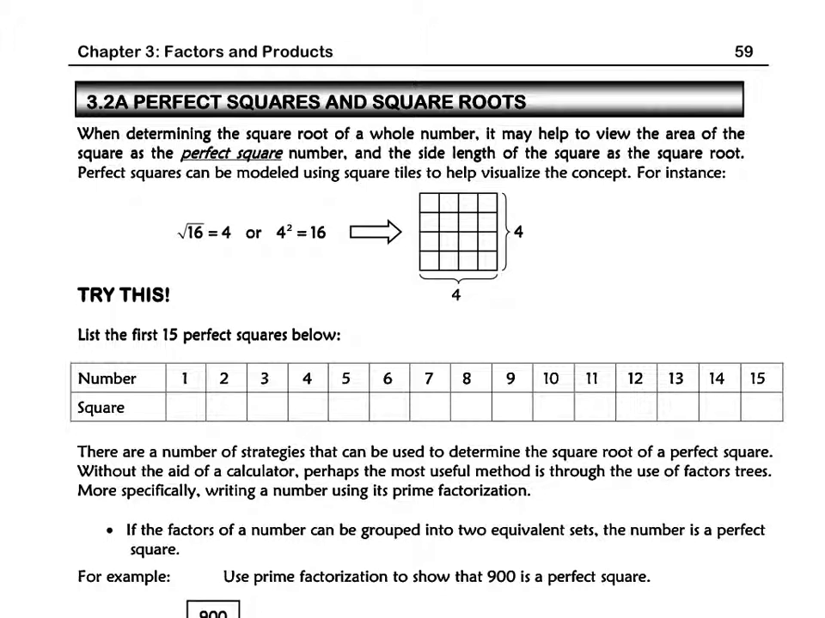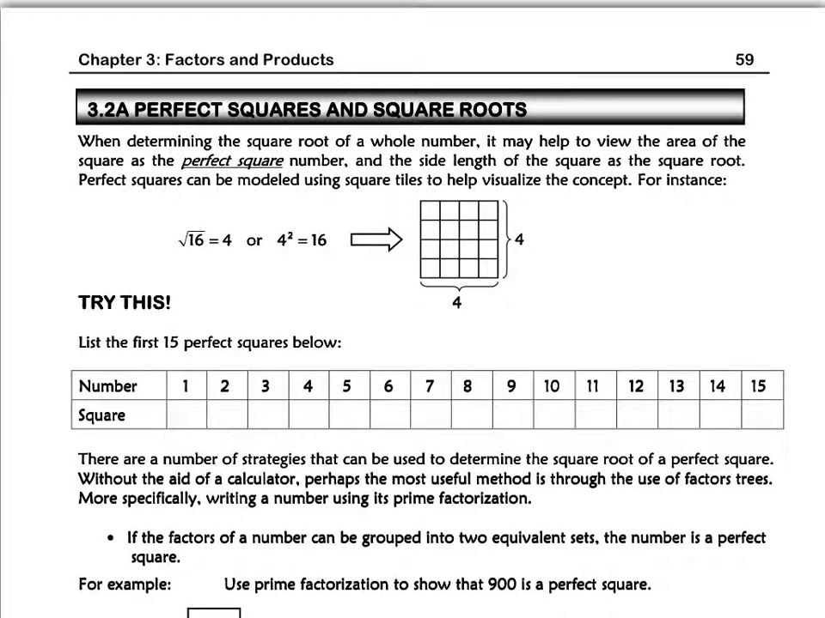First we're going to just familiarize ourselves with the first 15 perfect square numbers. If the number is 1, then the perfect square would be 1 times 1, or 1. 2 times 2 would be the perfect square, or 4. 3 would be 3 times 3, or 9. 4 would be 4 times 4, or 16. 5 would be 5 times 5, 25. 6 would be 6 times 6, or 36.